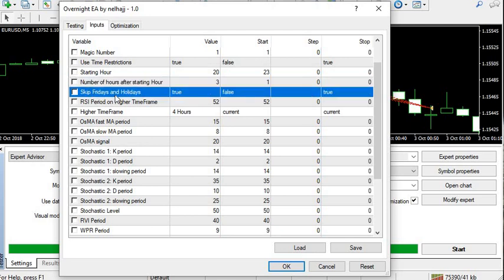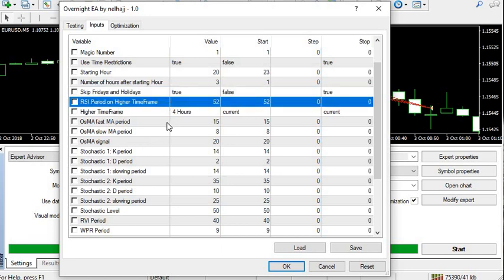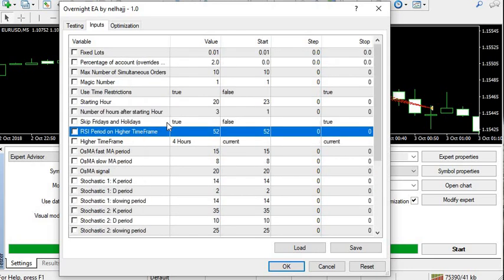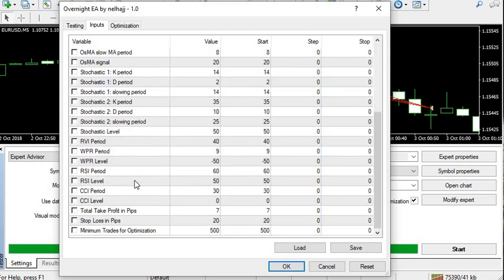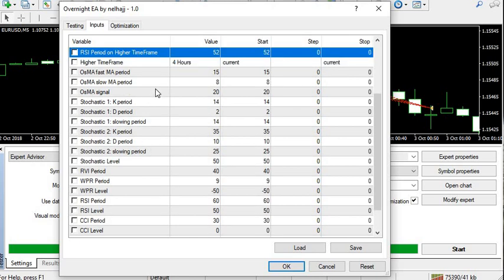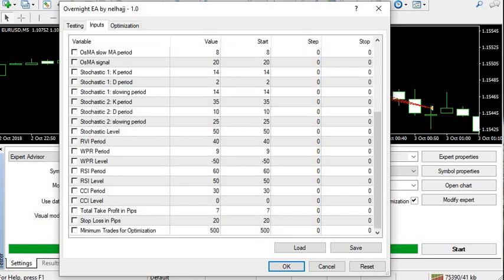Okay. Now, skip Fridays and holidays is also self-explanatory. It's an on-off switch. True means you will skip Fridays and holidays. False means you will trade on Fridays and holidays. Now, the rest of the parameters are for the indicators. So it's the periods of the indicators and so on. And you could play around with all of these so you could get the best settings and the best results you want.